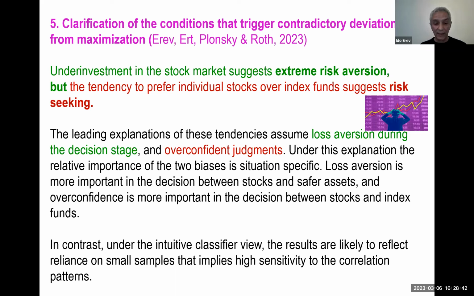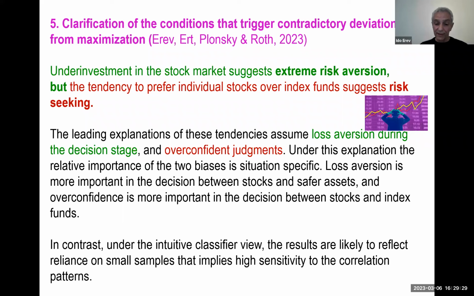So how can we explain these two phenomena that appear to be inconsistent with each other? The way mainstream judgment and decision-making and behavioral economic research captures these phenomena is by assuming two different biases, and in many cases, the two different biases are related to the difference between judgment and decision-making. In this example, the common explanation for underinvestment in the stock market is loss aversion. It's a property of the decision process. In contrast, the leading explanation of the tendency to prefer individual stocks over index funds is overconfidence, a property of human judgment.